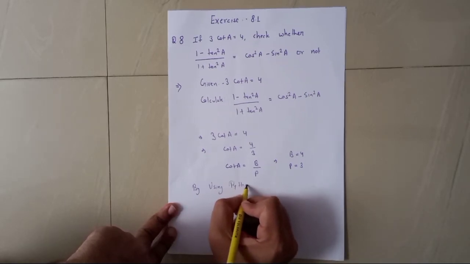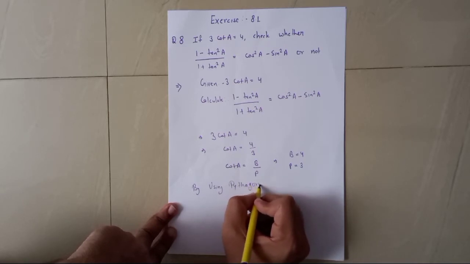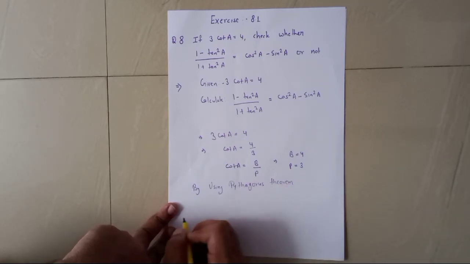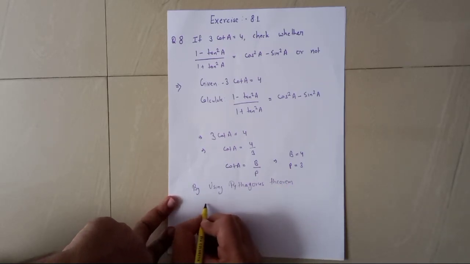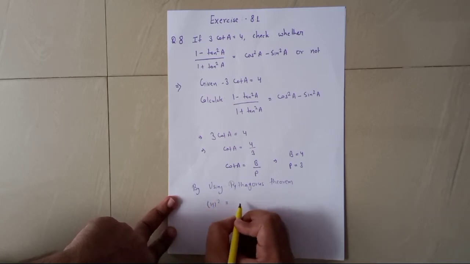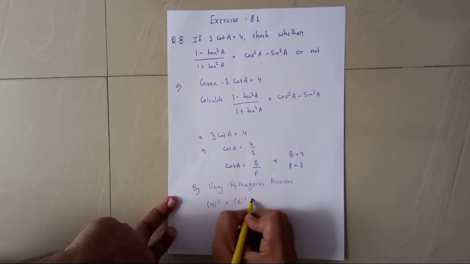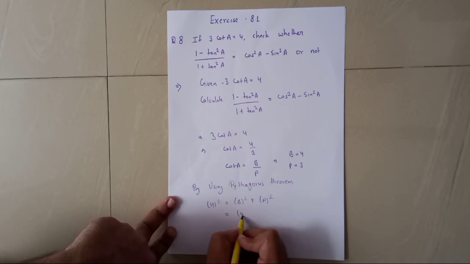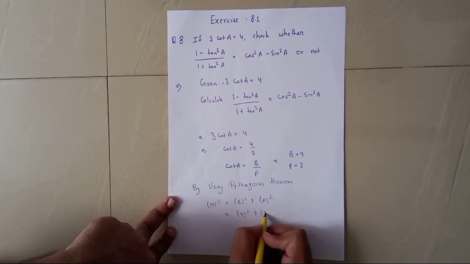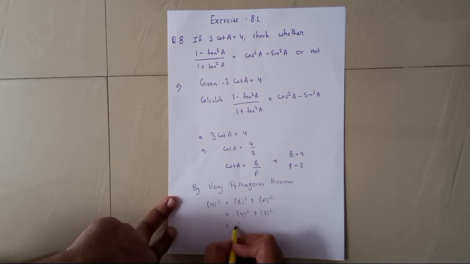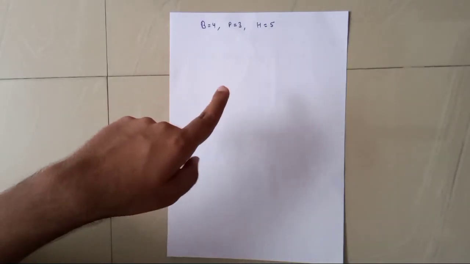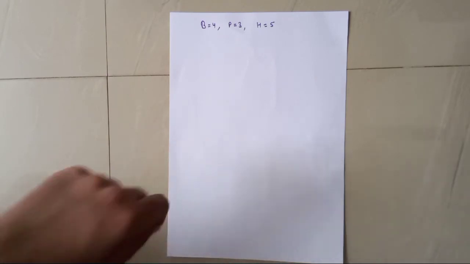Pythagoras theorem, hypotenuse का स्क्वायर इक्वल्स टू बेस स्क्वायर प्लस परपेंडिकुलर स्क्वायर. So value of base is 4 का स्क्वायर, value of perpendicular is 3 का स्क्वायर. So final value is 25 and the final value of hypotenuse is 5. So we have base equals to 4, perpendicular equals to 3, hypotenuse equals to 5.